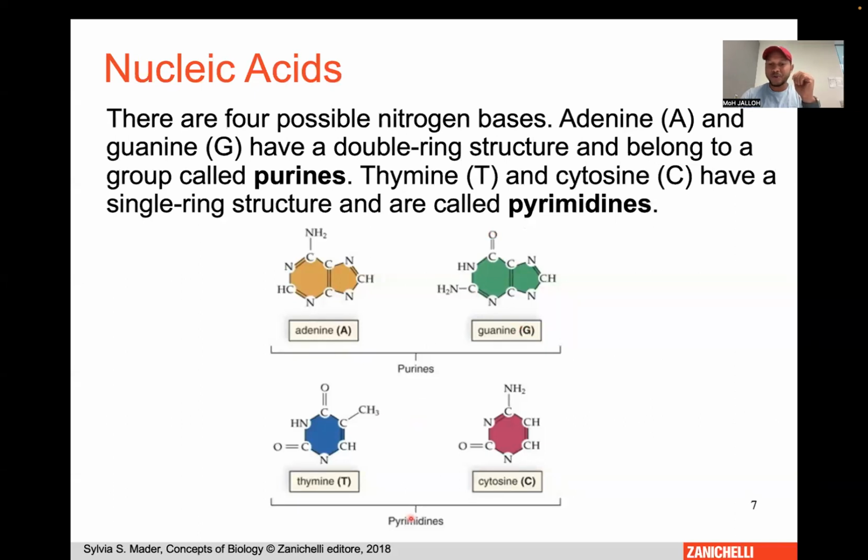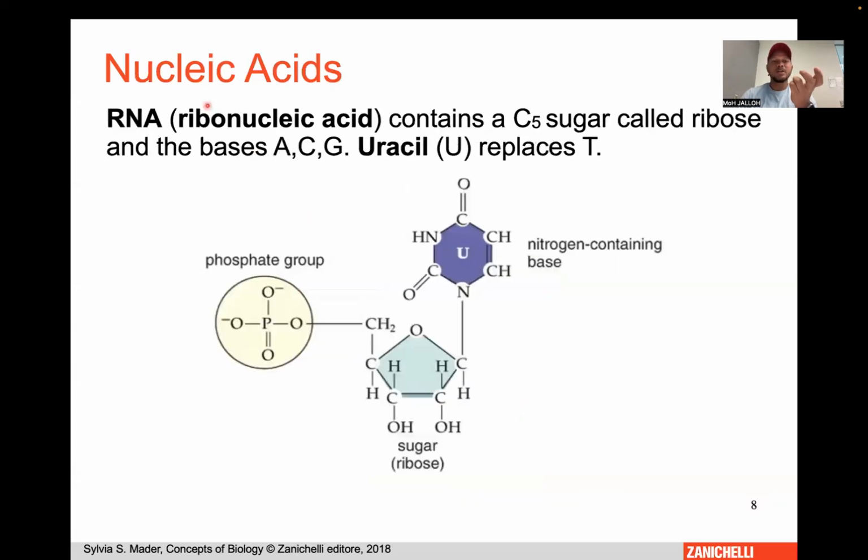And then the pyrimidines are thymine and cytosine. They both look so much alike. But again, the difference is that thymine has a carboxyl group, and cytosine has an amino group. So these are the 4 building blocks of DNA, not RNA. Now, let's go to RNA.